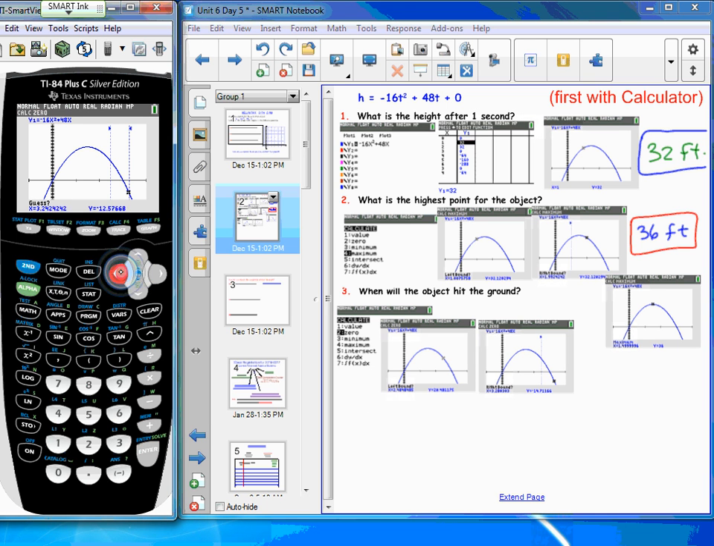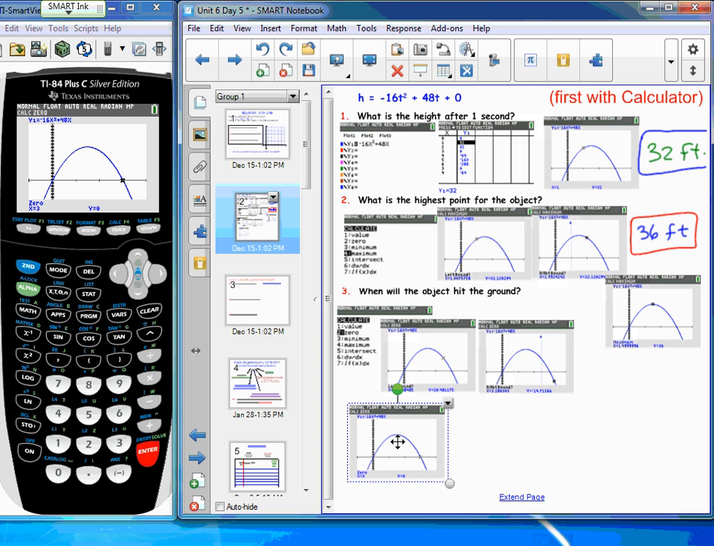And then, yes, so I'll toggle back a little bit closer. And then, voila! The calculator puts the cursor right on the x-intercept. It looks like the x-coordinate 3 is paired with the y-coordinate 0. So it looks to me like, yes, we found the zero. The object will hit the ground at x equals 3 seconds.